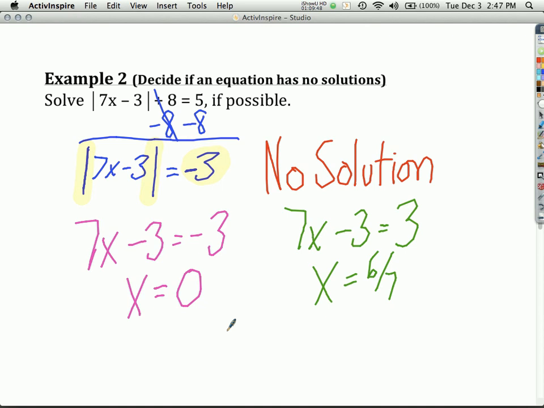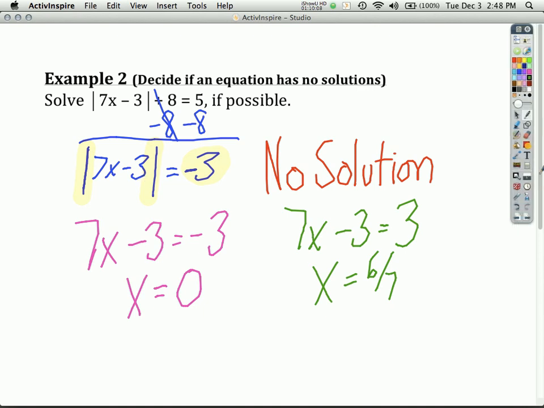I already proved to you that the 0 doesn't work. Look what happens when I plug the 6/7 in. If I plug the 6/7 in right here, 7 times 6/7 is 6. 6 minus 3 is 3. The absolute value of 3 is 3. It doesn't work.